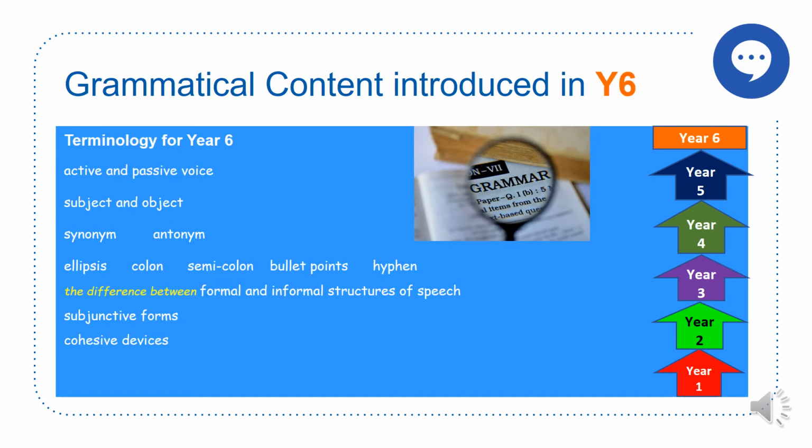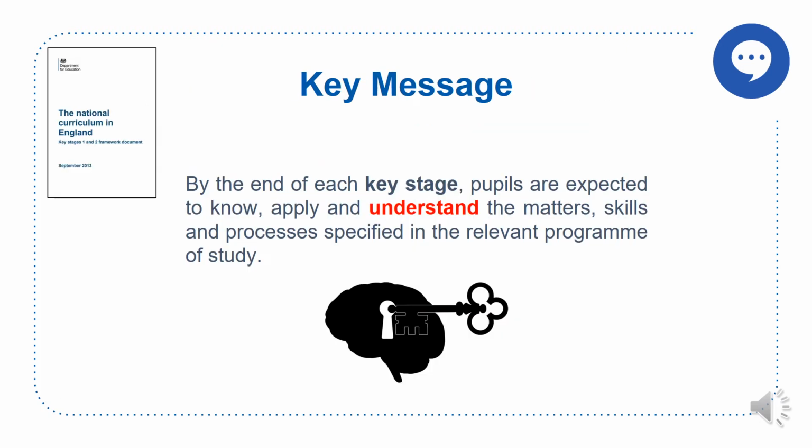So once again, it is assumed that what they learnt in years 1, 2, 3, 4, and 5 is now consolidated, and they can move on now to more things like use of active and passive voice, subject and object, different kinds of punctuation and word use, and also the difference between formal and informal structures of speech, the use of subjunctive forms, and a wider range of cohesive devices. So this presents quite a lot of grammatical knowledge built up over 6 years.